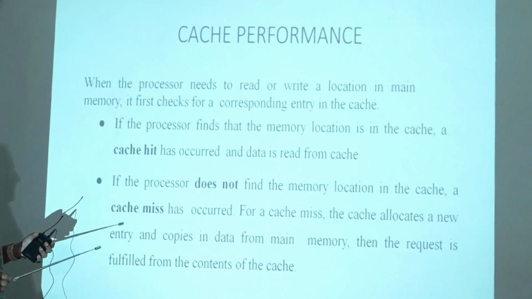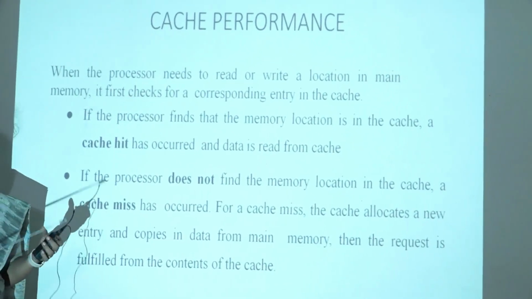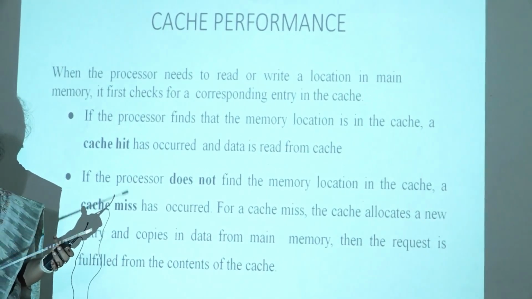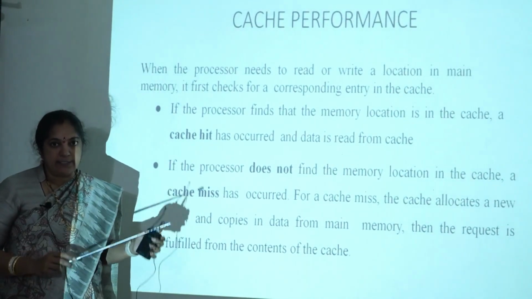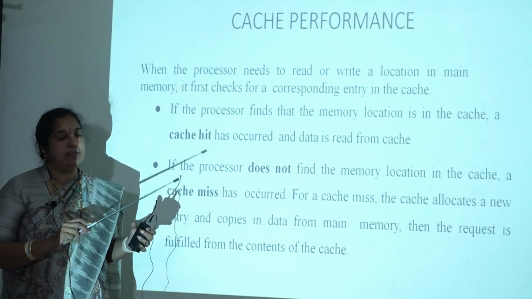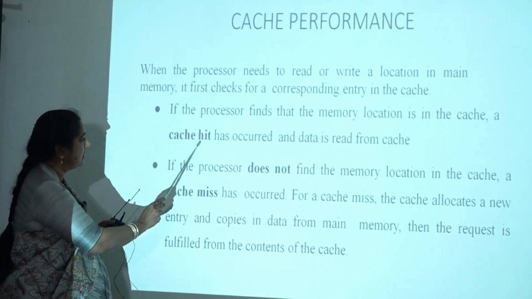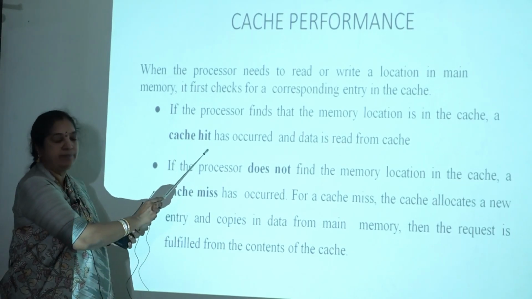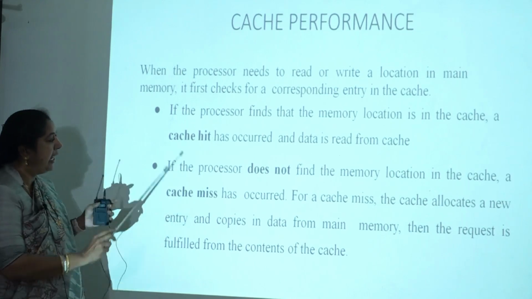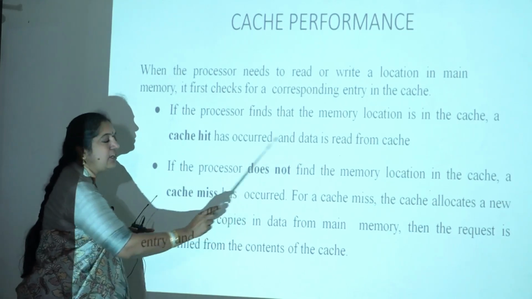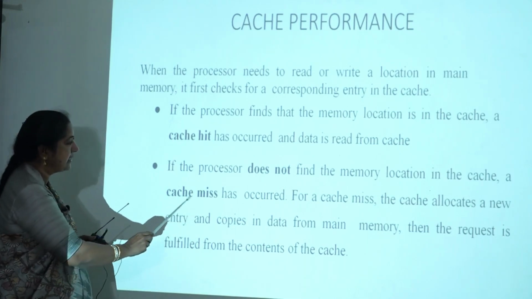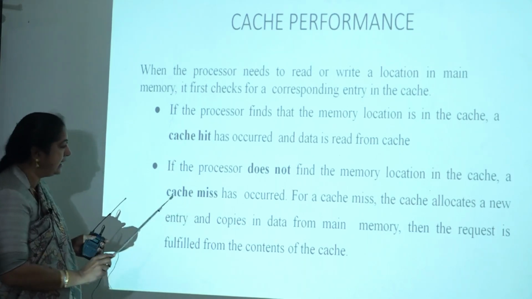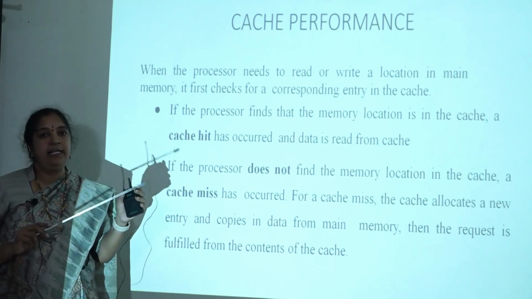Regarding performance, as I told you, when the CPU is searching for a word, first it will go to cache memory and search there. If it finds that word, we call it a cache hit. A hit has occurred. And if the processor does not find the word in that memory location, we call it a cache miss. And here we calculate the hit ratio.